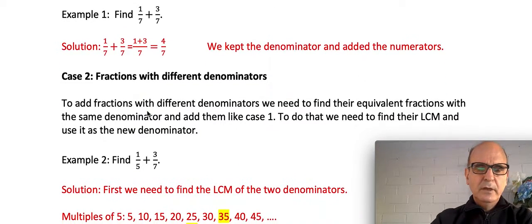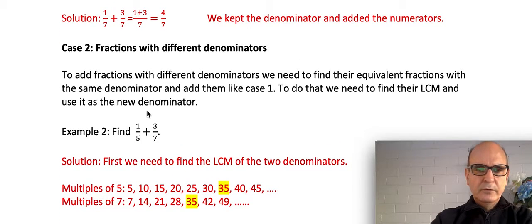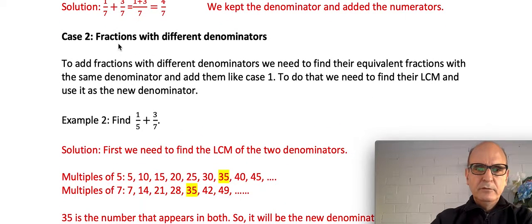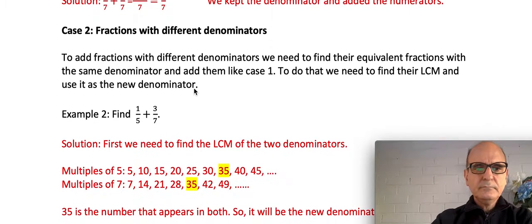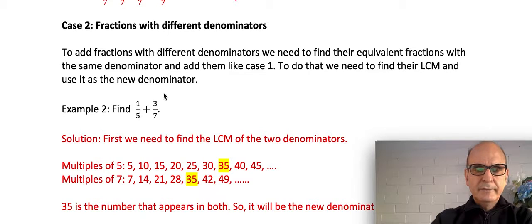Now case 2 is a bit more difficult when you're adding fractions with different denominators. To do this, the first thing we need to do is to write them with the same denominator and then add them. So write them with the same denominator, then add them. But how do we do that? How do we write them with the same denominator? Or what is the same denominator?